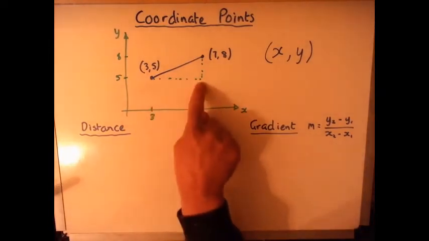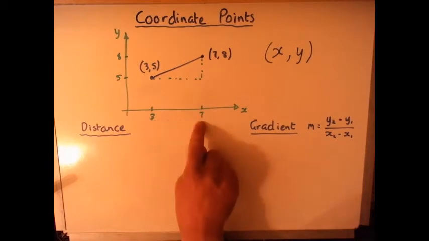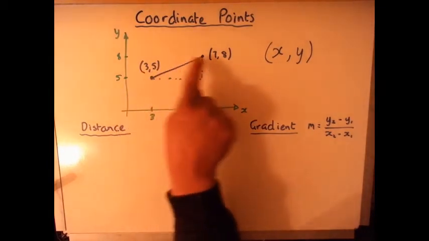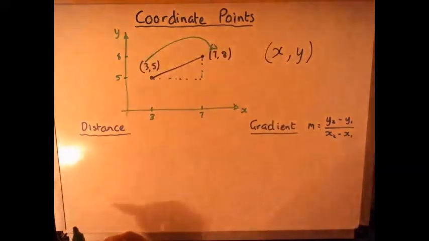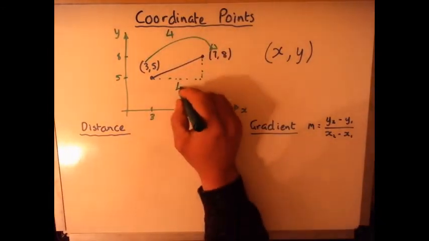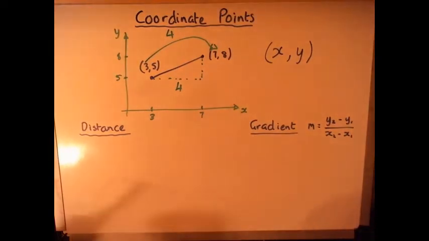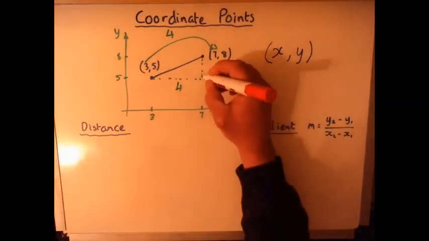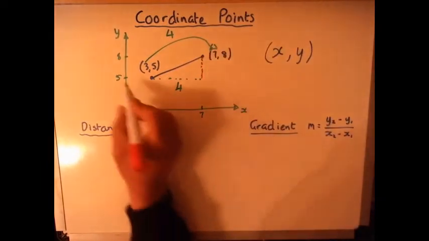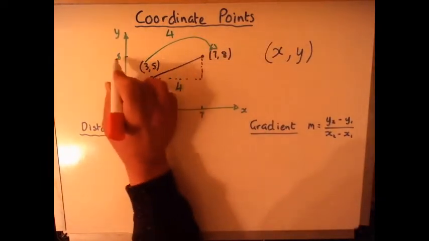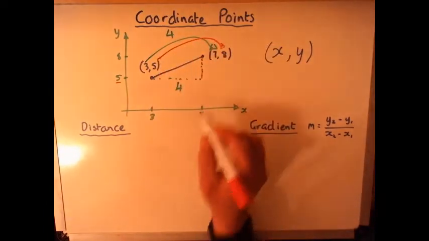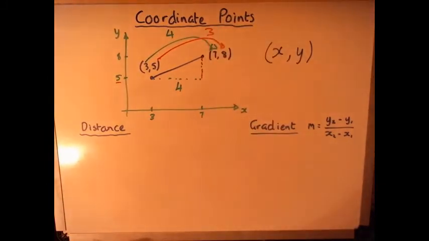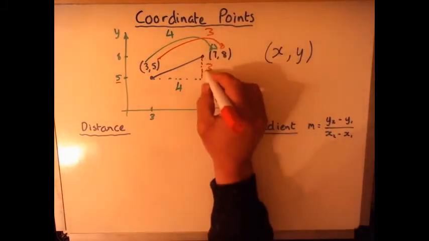So how do I get this distance here? Well, it's the difference between this 3 and this 7. So in that direction, what's the difference between 3 jumping to 7? It must be a difference of 4. So that tells me that length is 4. I'll change the colour of my pen for the other direction. For this distance here, I started at a point 5 and I've moved up to a point 8. So it's the difference between this 5 and this 8, and that difference is obviously 3. So we've got 3 there now.